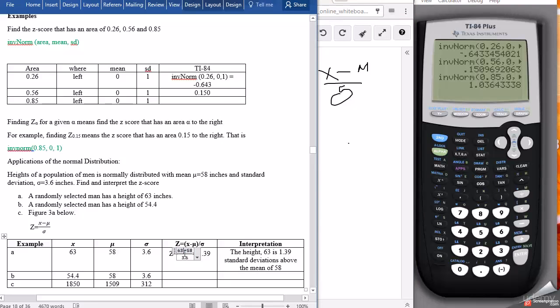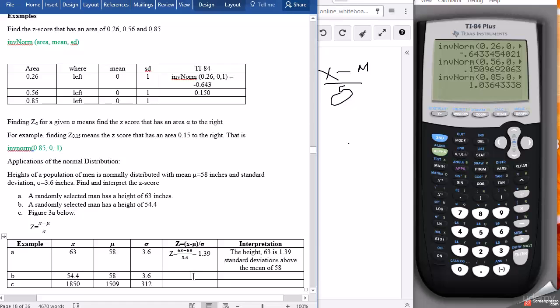You have 63 as our x. That's what it is. We're looking at part a. And then we have 58 as the mean, divided by 3.6. You get a z-score of 1.39. So what does it mean? It means that this height of 63 is 1.39 standard deviations above the mean. If we get a negative, then it means below the mean.